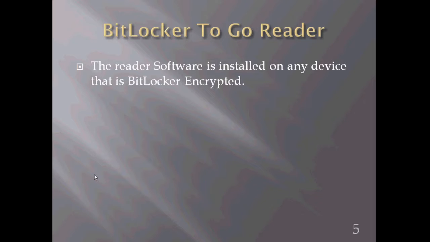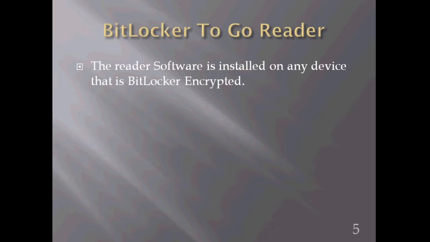When you encrypt a drive with BitLocker, BitLocker will automatically install a software called BitLocker To Go Reader on the thumb drive. So when you plug the drive into a Windows XP machine, the BitLocker To Go Reader will enable you to read the files on older machines like Windows XP. So you will still be able to access the files there, but you will not be able to initiate encryption.